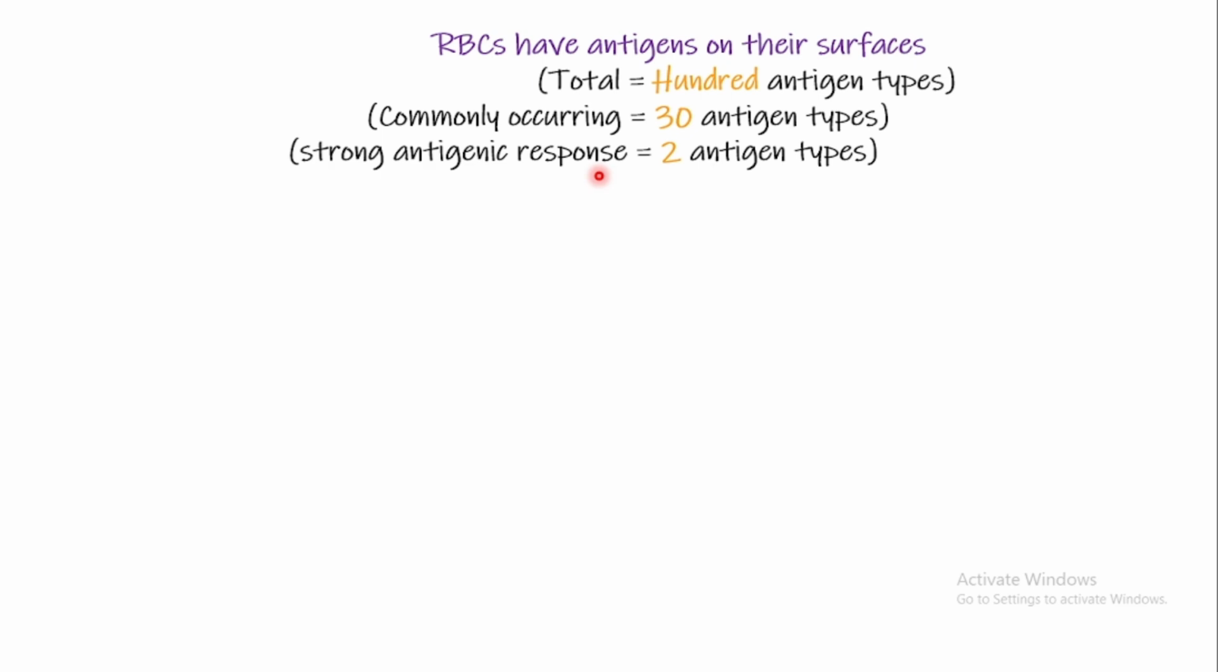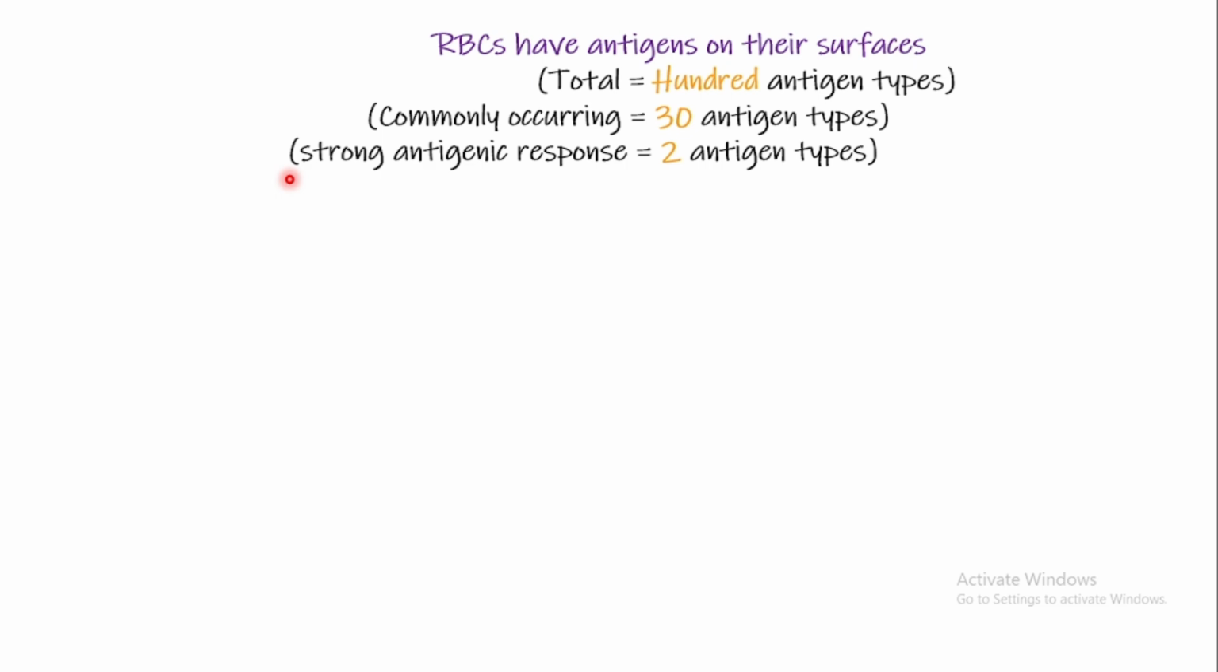So out of hundreds of antigens, 30 are commonly present, and two types are those which can give a strong antigenic response. Strong antigenic response means that when these antigens enter another person's body, that body reacts and strongly produces antibodies against those antigens. So the main thing is this strong antigenic response.